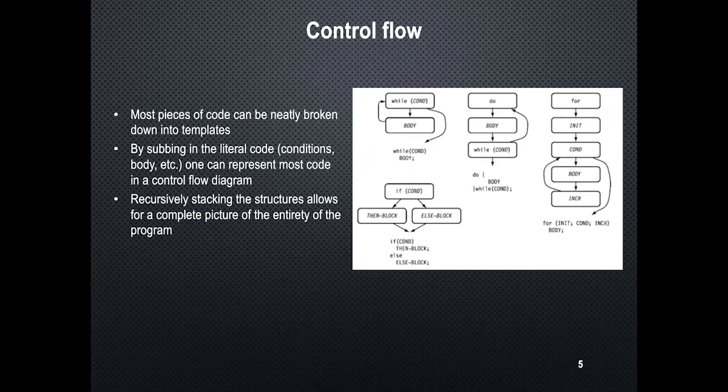On the right, there's an example of some of the control structures available that can be represented in a control flow diagram. So as you can see, each control structure has a condition and a body, and so you would just sub the literal pieces in that. These are pretty much all the basic control structures. There are more, but these are the ones that are used in most other languages.